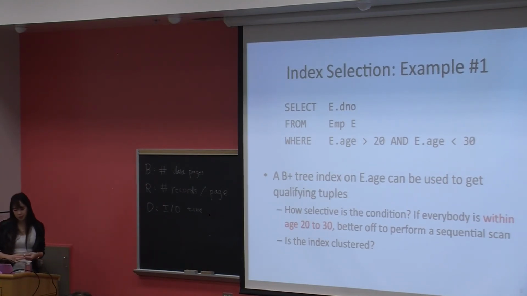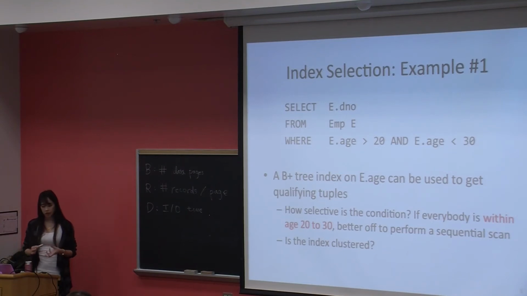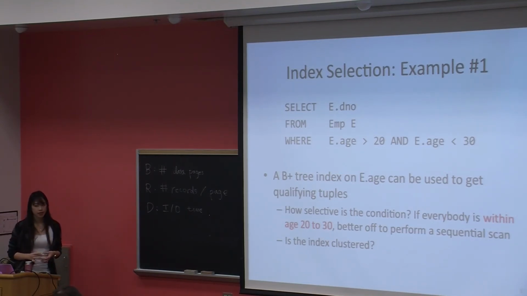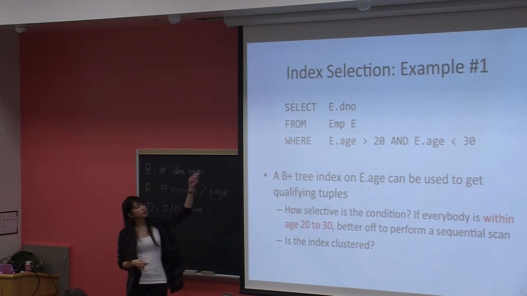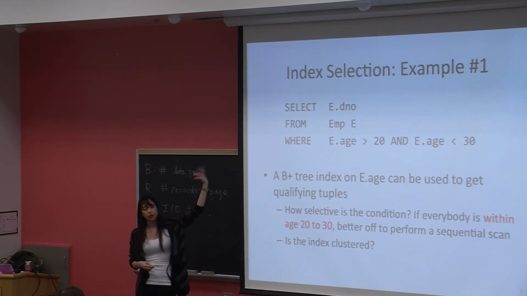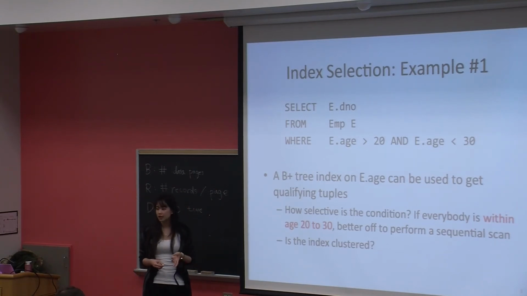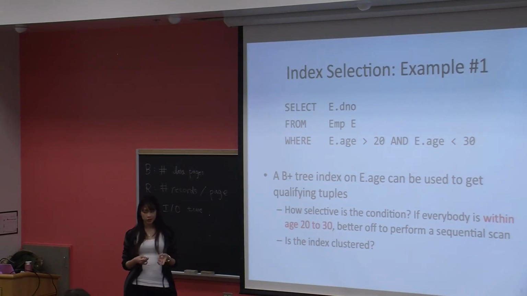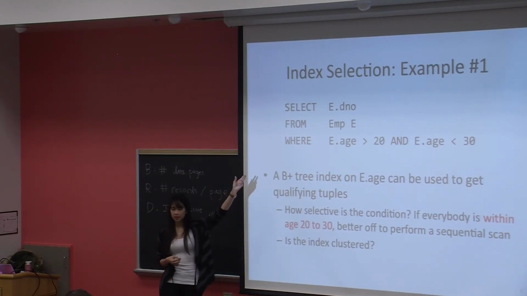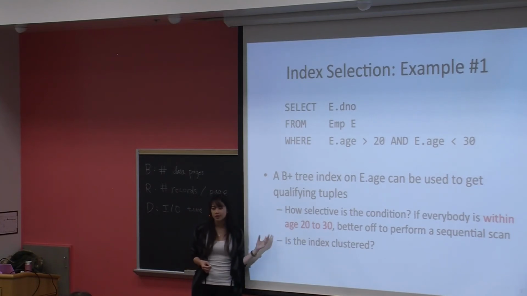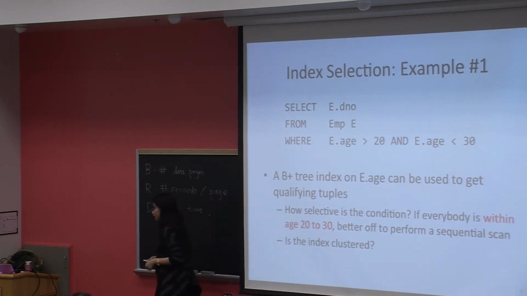Here we say a B plus tree index on the age can be used to get qualifying tuples, because here all it cares about is the age. We are doing comparison on age. So if your indexing is based on age, then that'll be better. And also if it's clustered, because here it is a range, that's the most suitable. Right here I asked, is the index clustered? I should ask, should the index be clustered? It's yes.